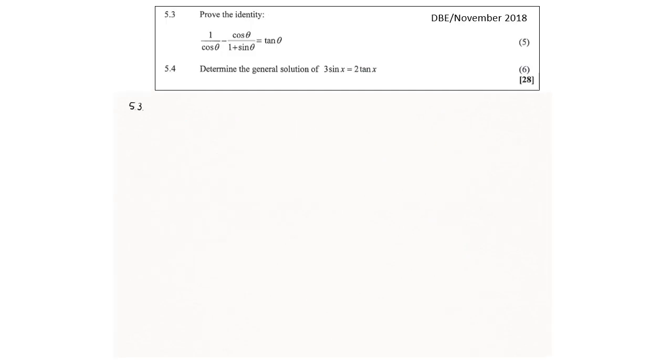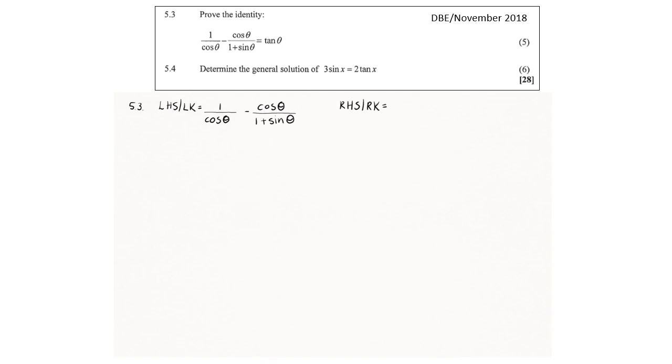In the next question, we have to prove the identity 1 over cos theta minus cos theta over 1 plus sine theta equals tan theta. Now, the most important thing when you have to prove an identity is to start by dividing this identity into 2 different expressions. So we divide this into the left-hand side, that's equal to 1 over cos theta minus cos theta over 1 plus sine theta, and the right-hand side equals tan theta.